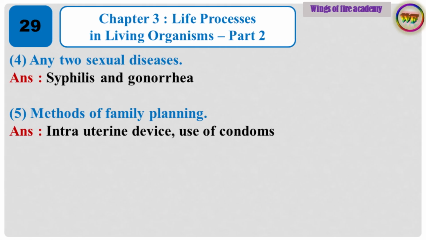Sub-question 4. Any two sexual diseases. Answer. Syphilis and gonorrhea. Sub-question 5. Methods of family planning. Answer. Intrauterine device, use of condoms.